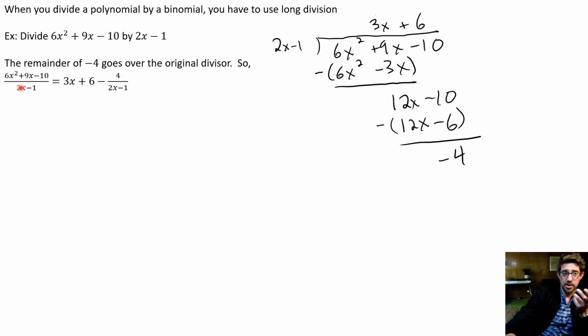So what I'm telling you is that 6x squared plus 9x minus 10 divided by, or over, 2x minus 1 is this. You could multiply 2x minus 1 by your quotient to see that it does in fact simplify to this original dividend, but that might be more work than it's worth. You might just have to be confident and trust yourself. Okay, I'm going to do another one of those because I know that they're hard.